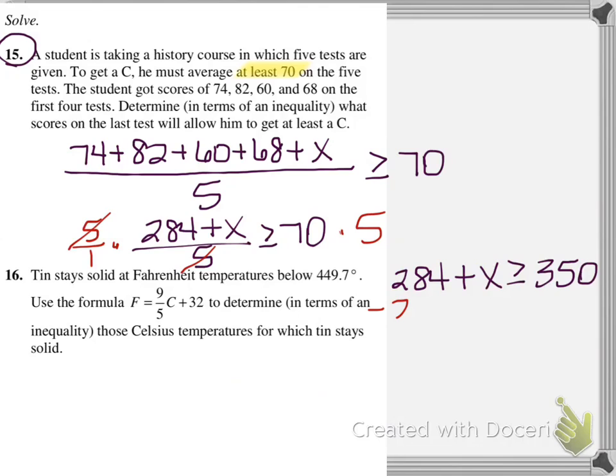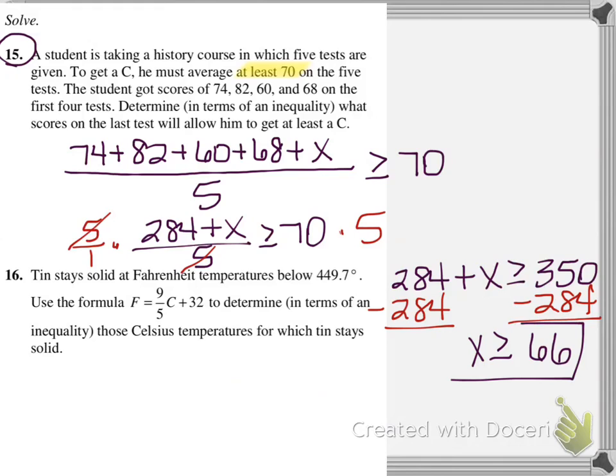Now subtract 284. And that's going to give me x is greater than or equal to 66. So what scores on the last test will allow him to get at least a C? Well, as long as he gets a 66 or higher, he will get a C for the final grade.